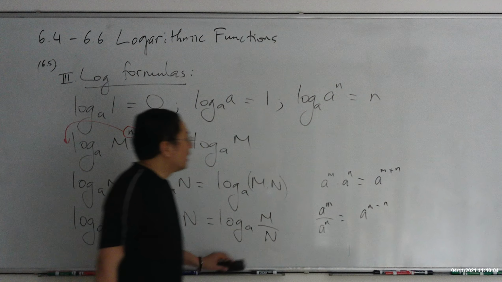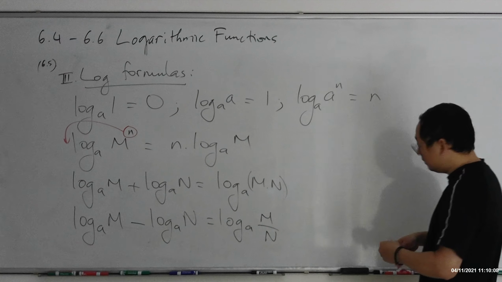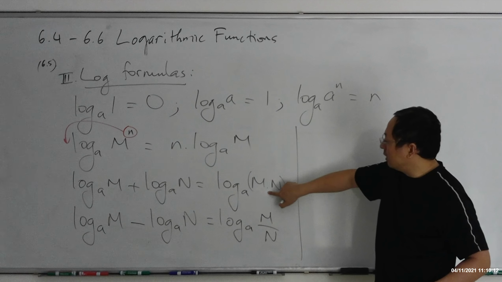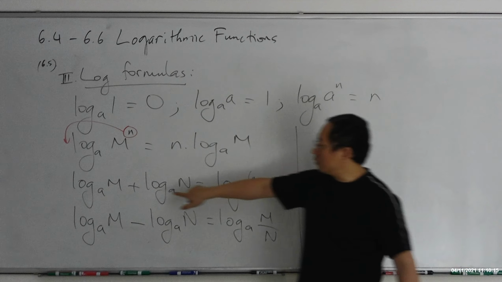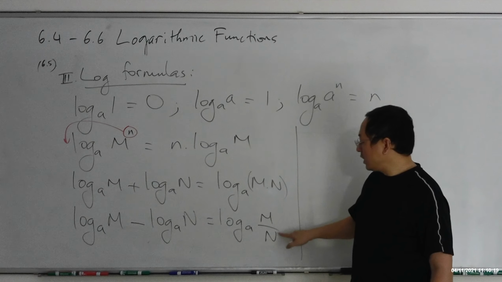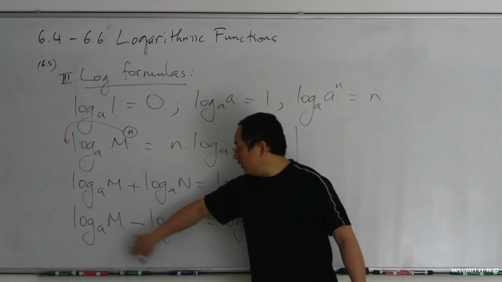So in general, let me combine the two formulas for you. You see what happened in here? Product of two factors inside the log. You just break it down. The sum of the two logs. Quotient, fraction of the number you want to break the log out, is going to be the difference of the two logs.